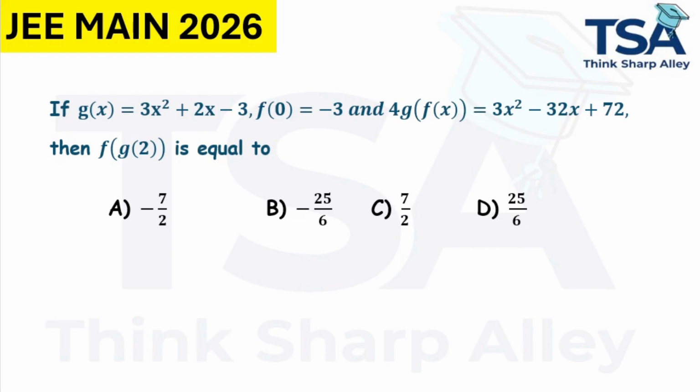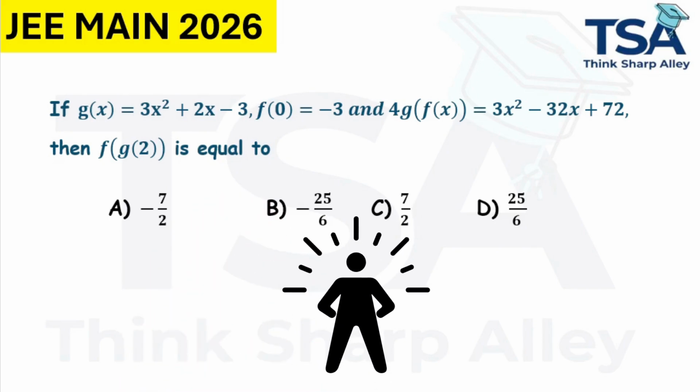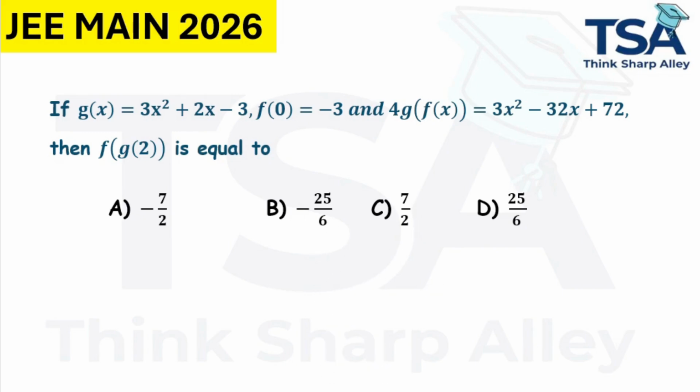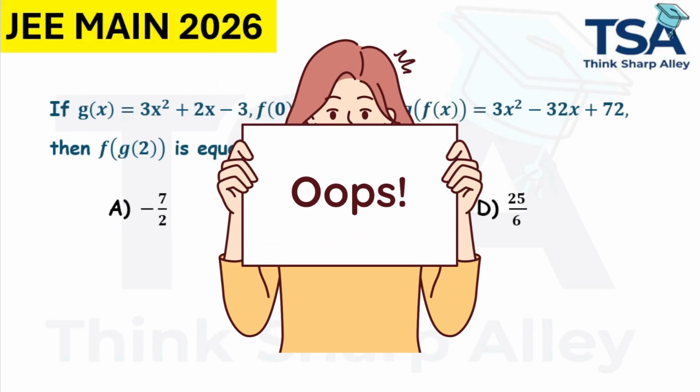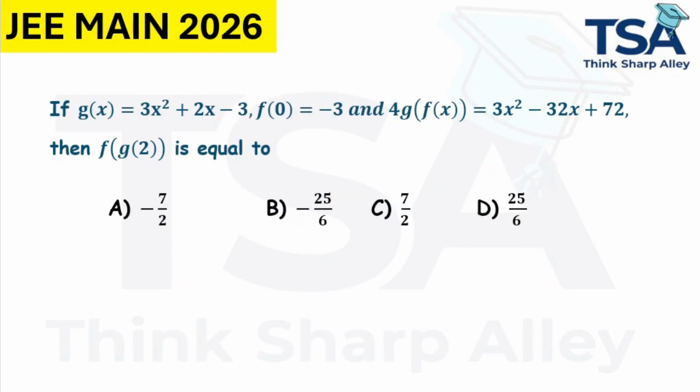In the previous video, I confidently declared that we had reached the grand finale of the functions chapter in JEE Main 2026. Turns out I missed one question. So that wasn't the finale. This is the actual finale. The true last question from JEE Main 2026. And fittingly, it's a beautiful composite function problem that rewards smart thinking over lengthy calculations. So let's finish this chapter properly.